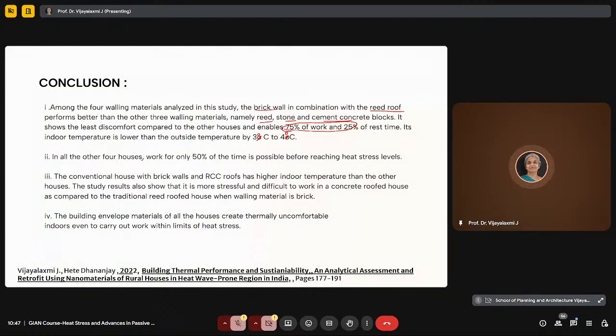In all the other 4 houses, which are made up of walling material of reed, stone, cement concrete block and brick with RCC, work for only 50% of the time is possible, otherwise the body reaches heat stress levels. The conventional house with brick wall and RCC roof has higher indoor temperature than the other houses. So we also try to understand the indoor temperature and compare it. But actually here we are talking of heat stress, so I will skip that part.